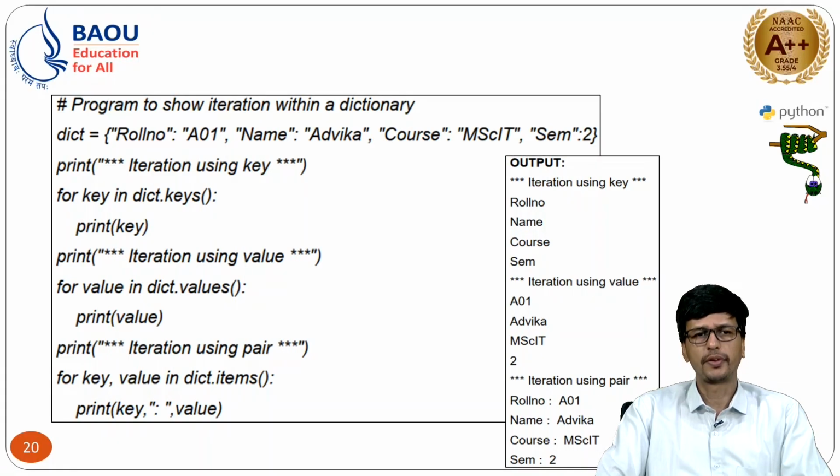Second, with the help of values, for value in dic dot values. So here you can iterate all the values. And the third option is with the help of pairs, that is items. So for key comma value, in the for loop you can use both these variables, key and value, because you are requiring items, that is an inbuilt method, to iterate over the pairs and values from the dictionary, right? You can observe the output here on the right hand side.